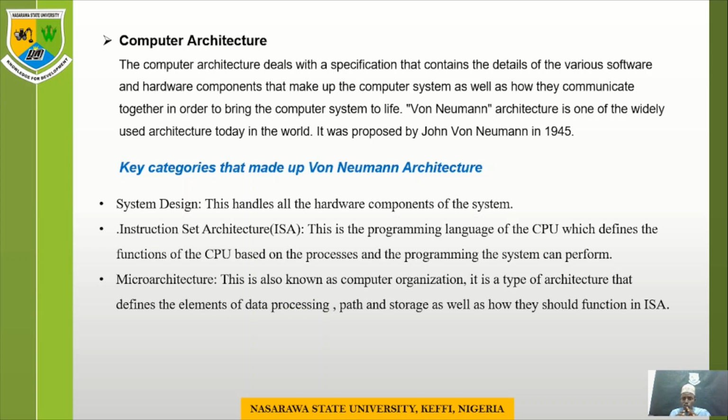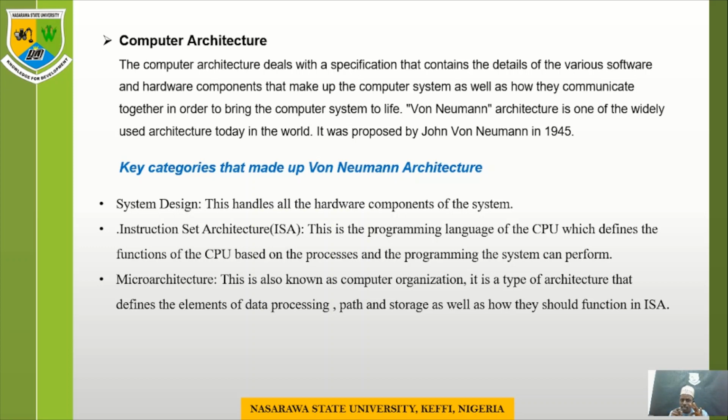So the most common type of architecture we have is the von Neumann architecture, which was proposed by a mathematician named John von Neumann in 1945. The key categories that make up the computer architecture are the system design, instruction set architecture, ISA, and the microarchitecture. When we are talking about the system design, this handles all the hardware components of the system. Because we say architecture, it's made up of what? The hardware, the software, and how they communicate.